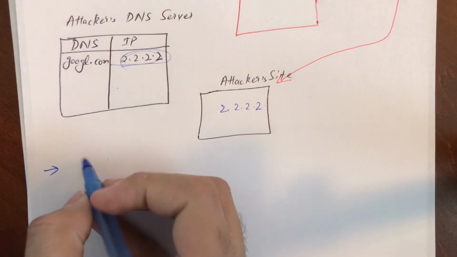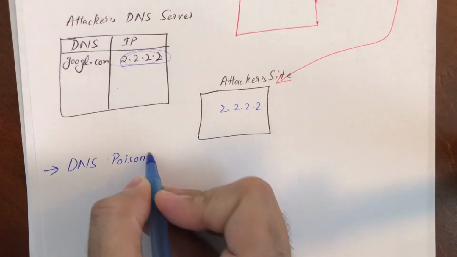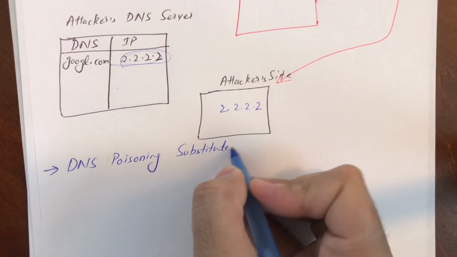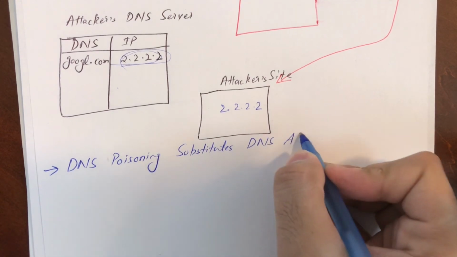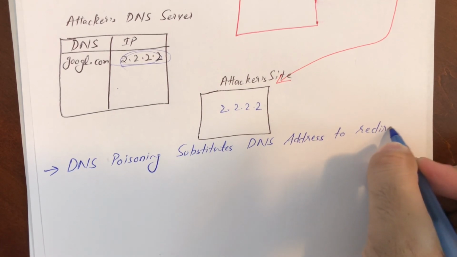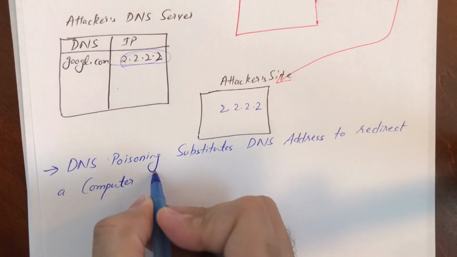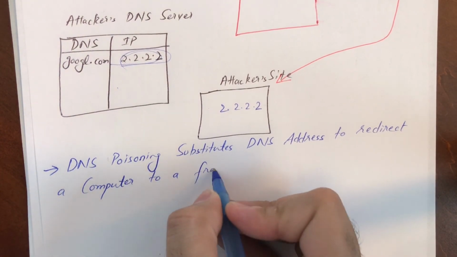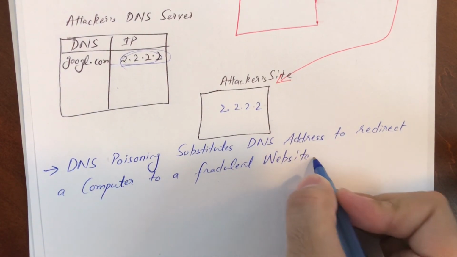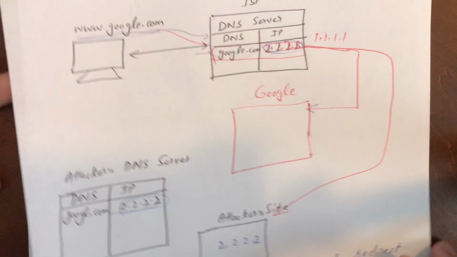So the definition of DNS poisoning is: DNS poisoning substitutes a DNS address to redirect a computer to a fraudulent website, which is in fact the attacker's website. So this is called DNS poisoning. We will discuss the issues in our online session.